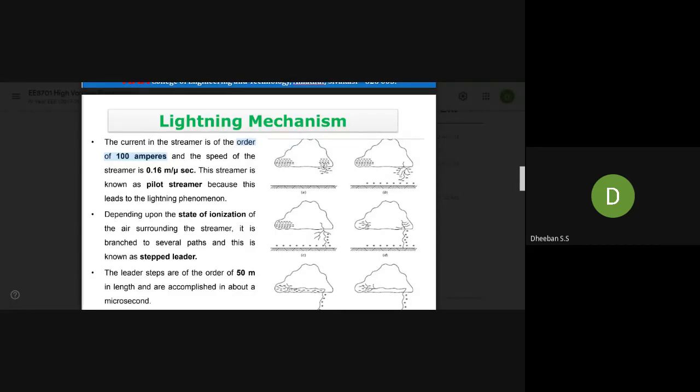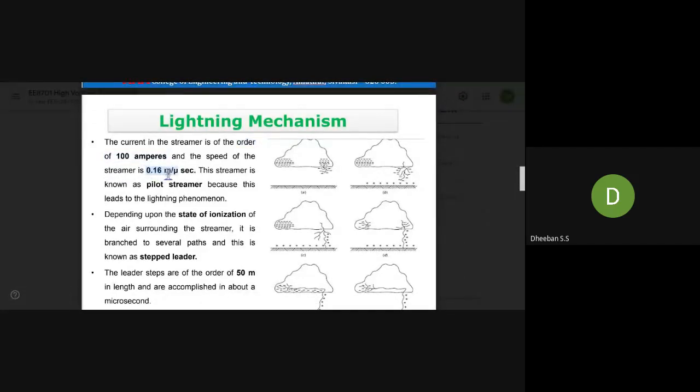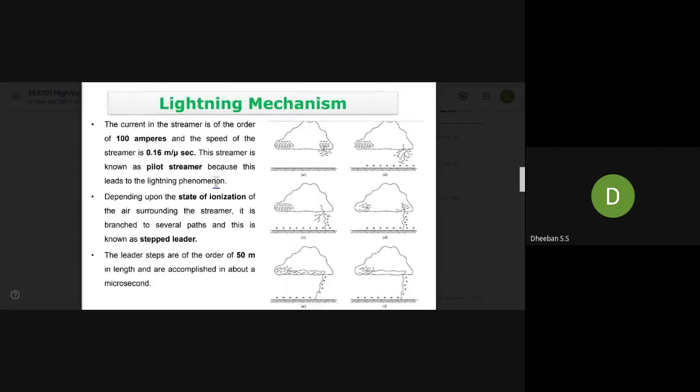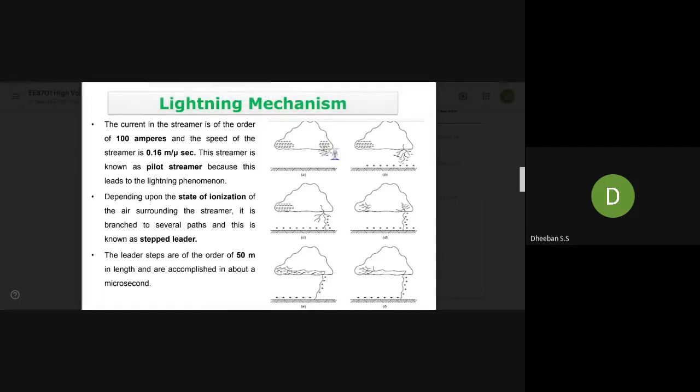Next, the speed of this pilot stream will be around 0.16 meter per microsecond. So just imagine 0.16 meter for 1 microsecond. Micro in the sense 10 power minus 6 second. In 10 power minus 6 second, the speed will be 0.16. Just imagine how fast this value will be. So it is called a pilot stream because it is the starting point for your lightning.